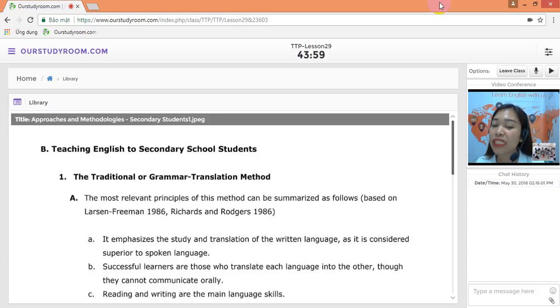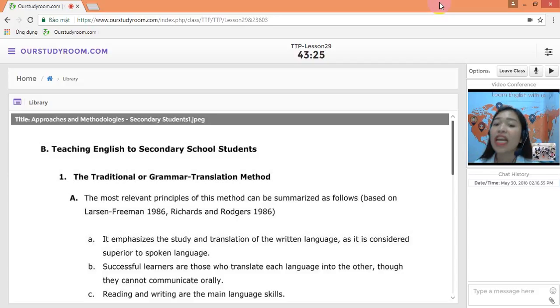And letter C, reading and writing are the main language skills. What do you mean by that one, teachers? Reading and writing will go together. So they are the main language skills compared to listening and speaking.